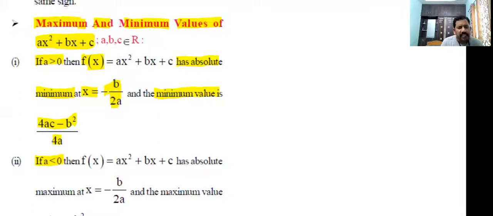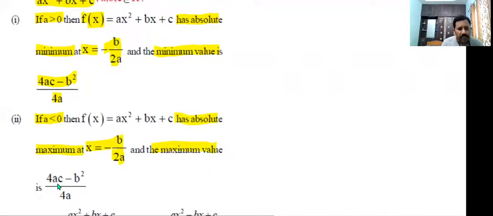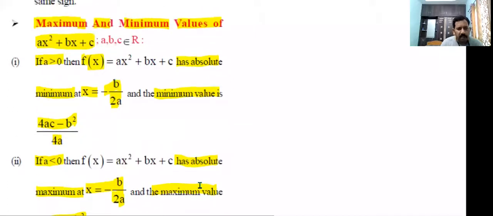If a less than 0, it is the opposite: greater than 0 means minimum, less than 0 means maximum. F of x has absolute maximum at x is equal to minus b by 2a. The maximum value is 4ac minus b square by 4a. Whether maximum or minimum, it is the same formula only. But by observing the a value, we decide whether we get maximum or minimum.